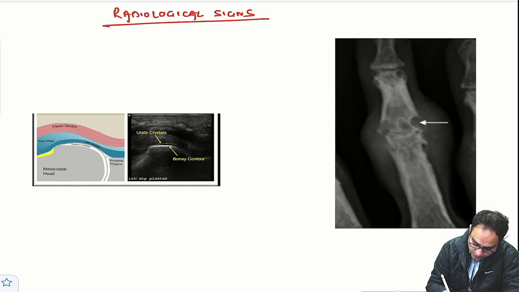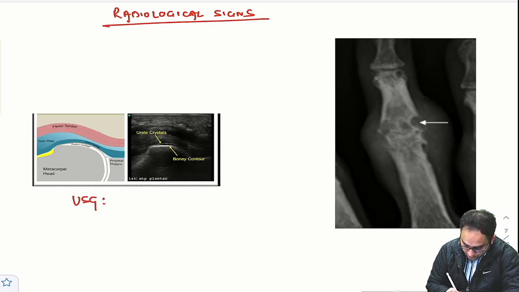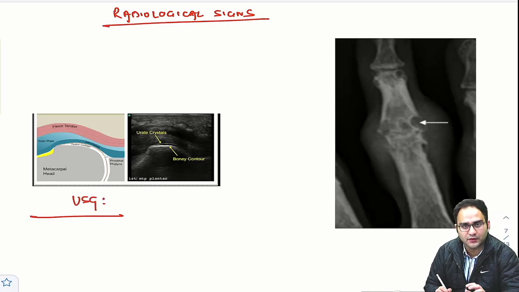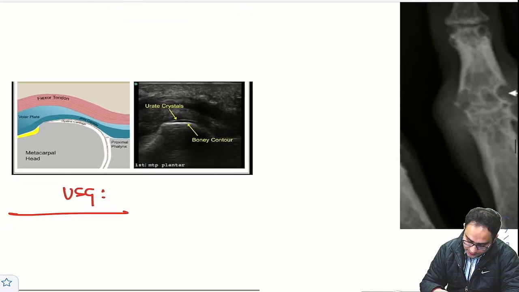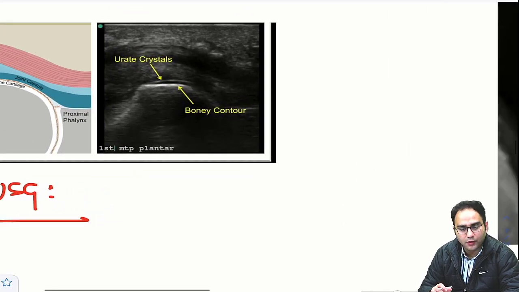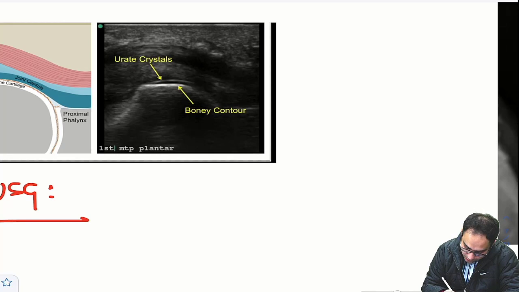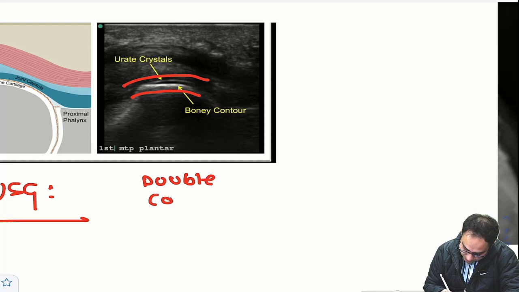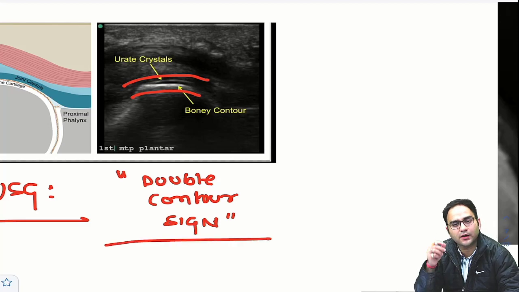Some of the radiological signs that you can get in patients with gout: if you do a musculoskeletal ultrasound, what you will get is a double contour sign. In surgery, you have read about the double bubble sign. So in medicine, you have to remember something known as the double contour sign. This is gout. Okay.